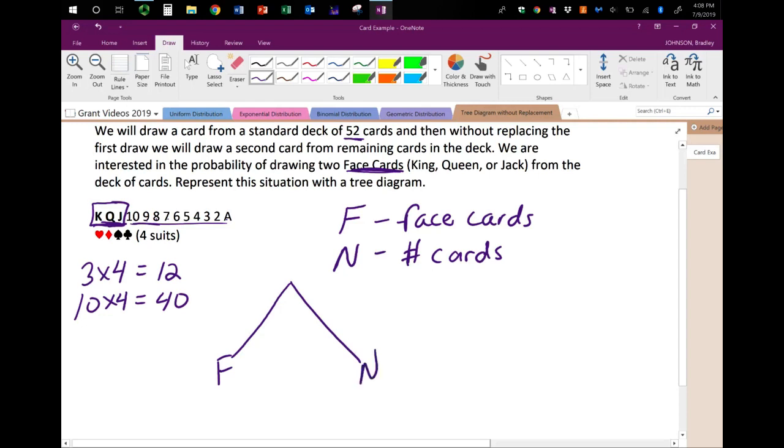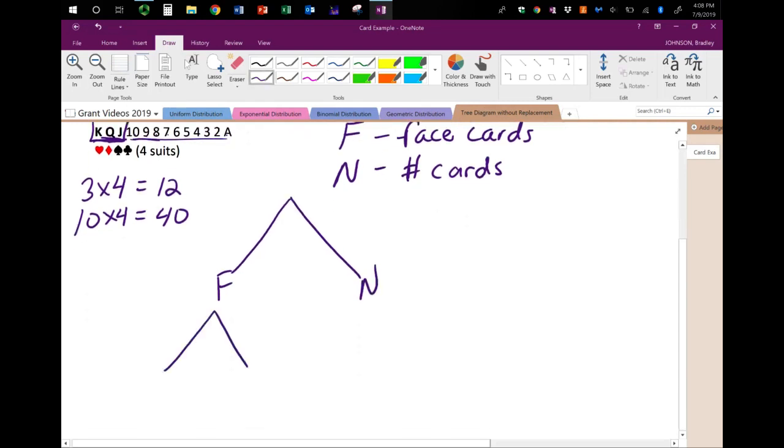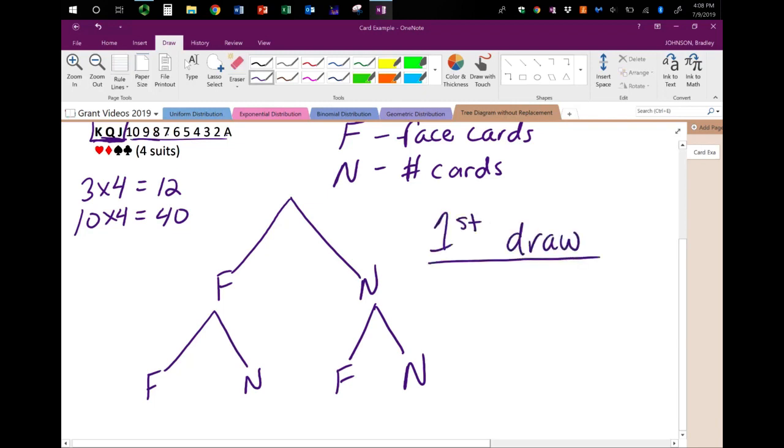So we'll have F and then N. And then we also have F and N, face card, number card. Now, the first branch that I created right here, this represents the first drawing. So we're drawing here first, and then this second grouping of branches is the second draw. And I'm going to place the probabilities on each of these tree branches, which is why it's called a tree diagram.